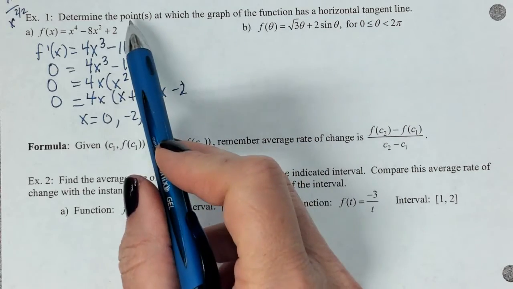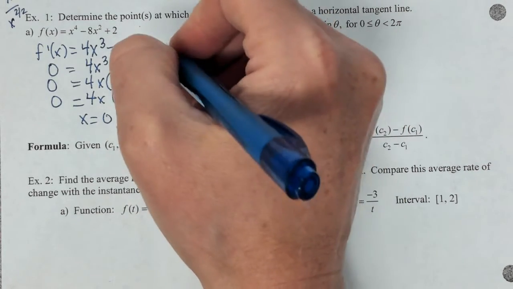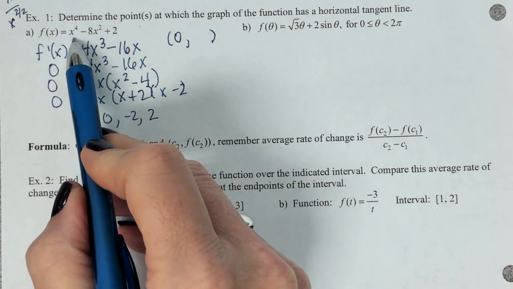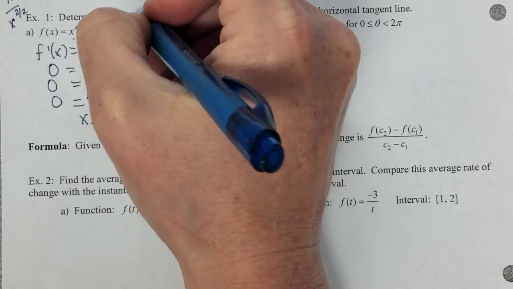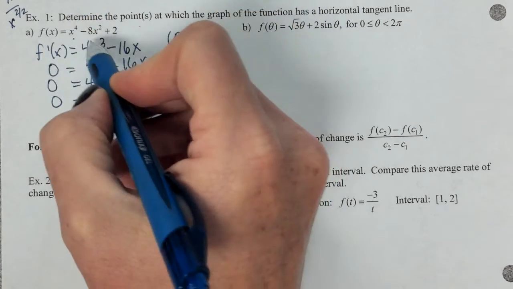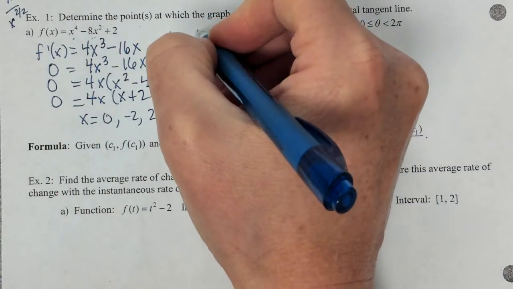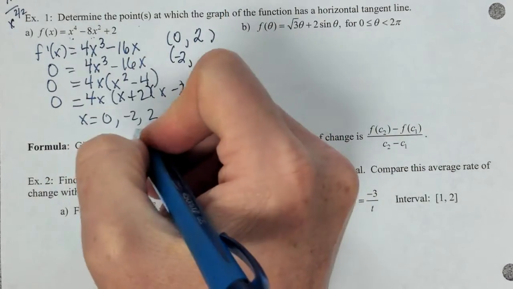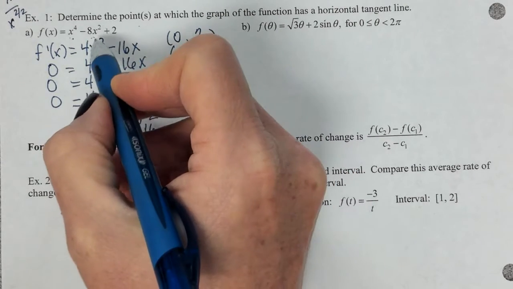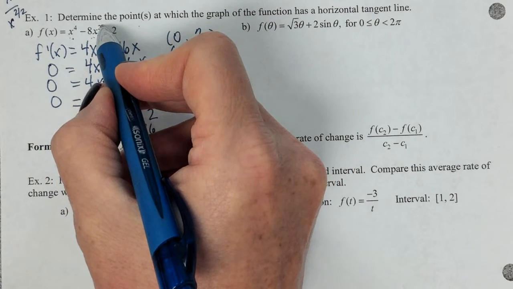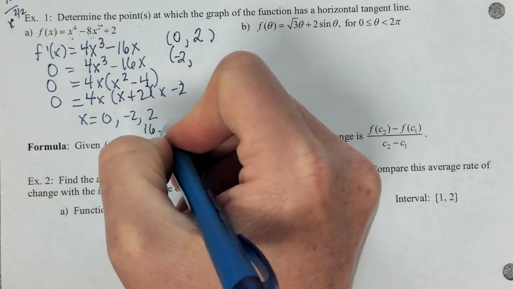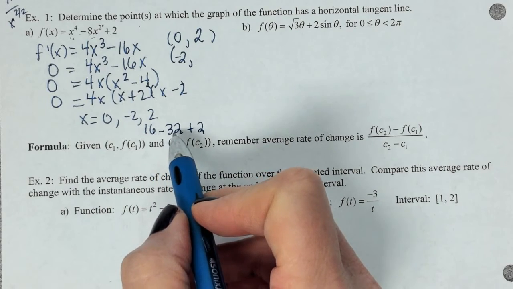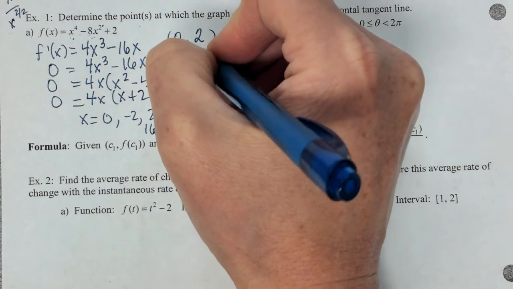Now, it says that we have to find the points, though. So we want to write these as points. So 0, comma, I'm going to plug that back into this function. So I'm going to have 0 to the 4th minus, this is going to be 0 as well, plus 2, so 0, 2. Now I have to plug in negative 2. Negative 2 to the 4th is going to be 16. Negative 2 squared is 4, times negative 8 is going to be minus 32, and then plus 2. So that's negative 16 plus 2, so that's going to be negative 14.